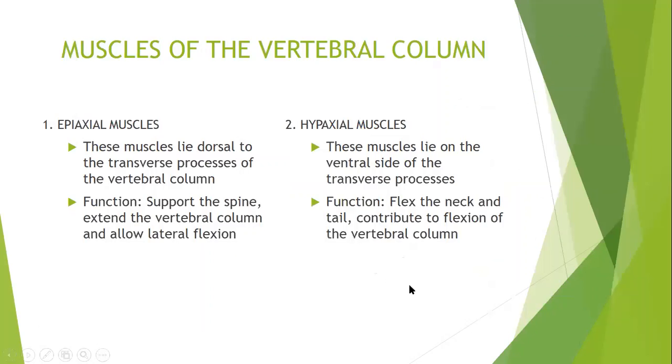Then we have the muscles of the vertebral column. These muscles lie dorsal to the transverse processes of the vertebral column. They support the spine, extend the vertebral column, and allow lateral flexion. We also have the hypaxial muscles, which lie on the ventral side of the transverse processes. They flex the neck and tail and contribute to the flexion of the vertebral column.